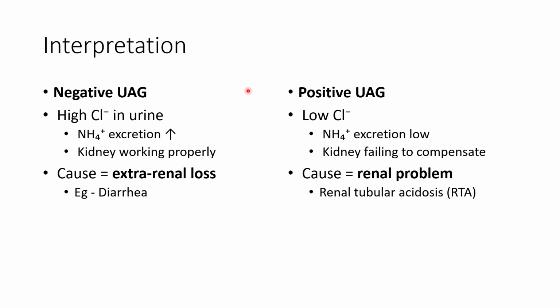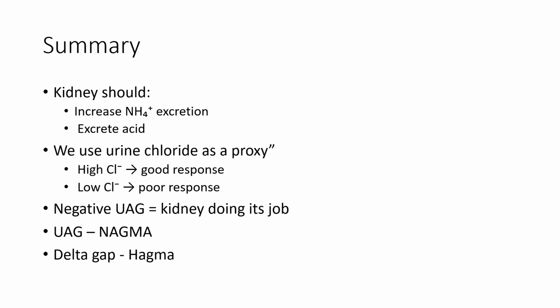If it is a positive urinary anion gap, that indicates there is low chloride, meaning there is low NH4 plus. So the kidney is not doing proper ammoniogenesis and not excreting the H plus as NH4 plus, meaning the kidney is failing. Then it indicates a renal problem, that is renal tubular acidosis.